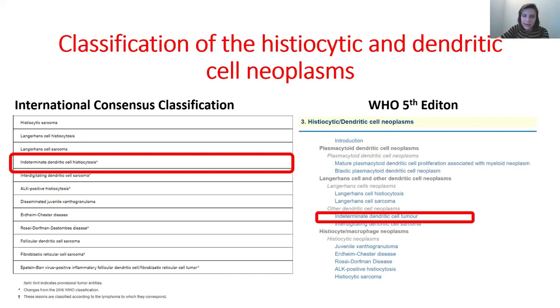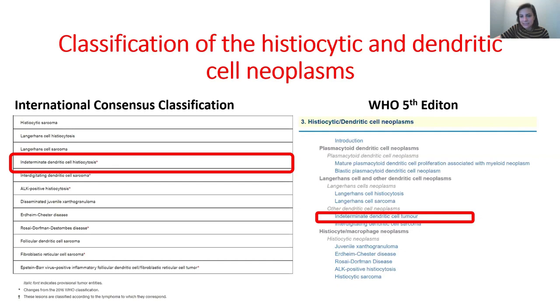origin. I think LCH probably can be a good example for this scenario. It has Birbeck granules or Langerin expression, implying that it has an identical phenotype with the normal Langerhans cells. Therefore, we named it based on the possible normal tissue counterpart.